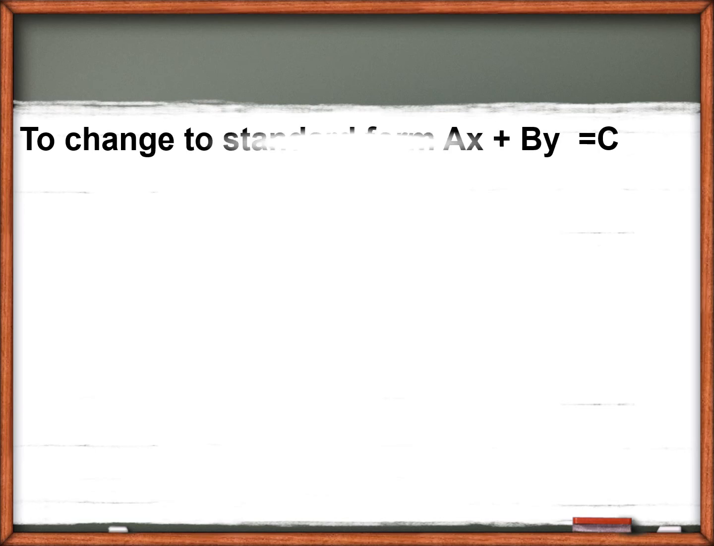But we can also change our answer in standard form. To change to standard form ax plus by equals c, we will just copy our equation y equals negative 5x minus 3. Take note that in our standard form, the terms containing x and y were written in the left side of the equation, while the constant is on the right side of the equation.